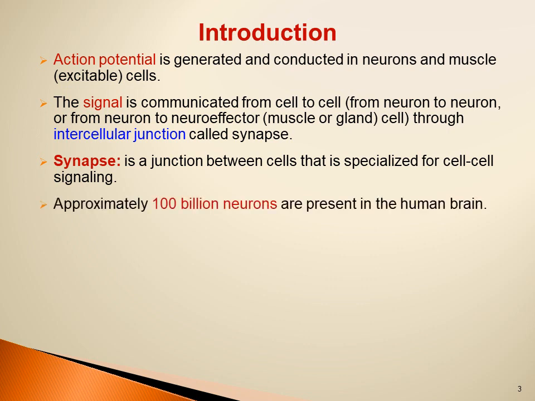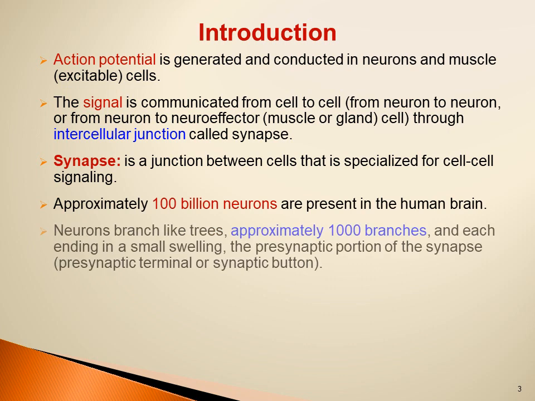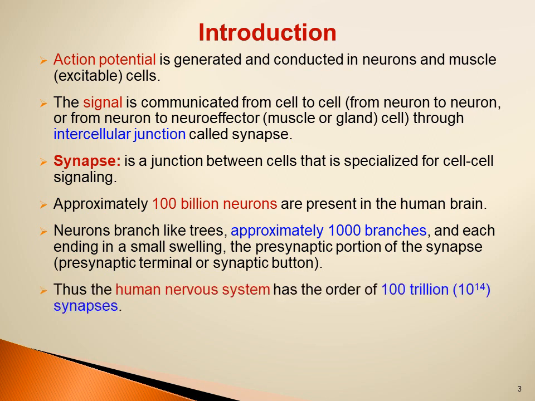Approximately, we have about 100 billion neurons in the human brain, and each neuron will give about 1,000 branches. And each branch will end in a small swelling called the presynaptic terminal or synaptic button. If we put all these numbers together, we can see that the human nervous system has an order of 100 trillion synapses, or 10 to the power 14 synapses, and this is just the nervous system. If we add other synapses elsewhere in the body, the number will be much higher.